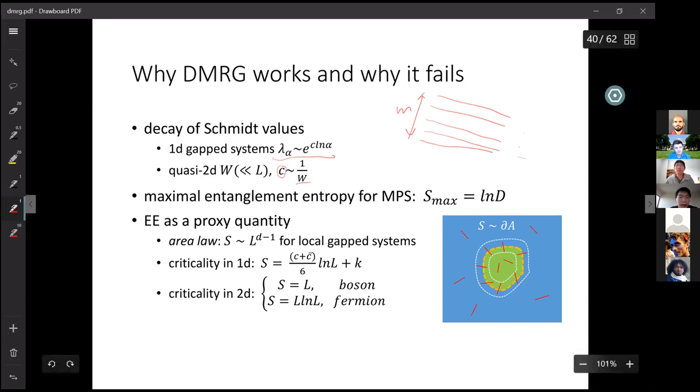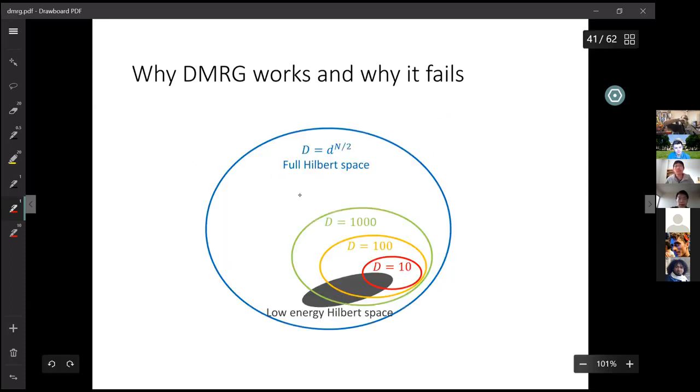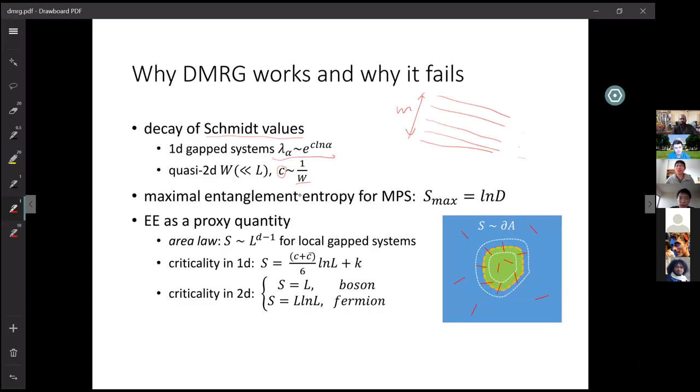The other argument about why DMRG works is that, instead of looking at the whole spectrum of Schmidt values, we just look at the entanglement entropy. We know that for an MPS with bond dimension D, the maximal entanglement entropy it can give is log D, because the maximal entanglement entropy is reached when all the Schmidt values are equal. You calculate the entropy, and it is log D.